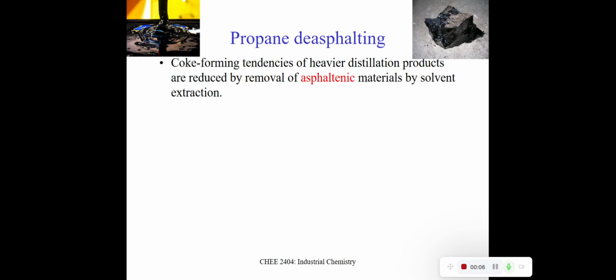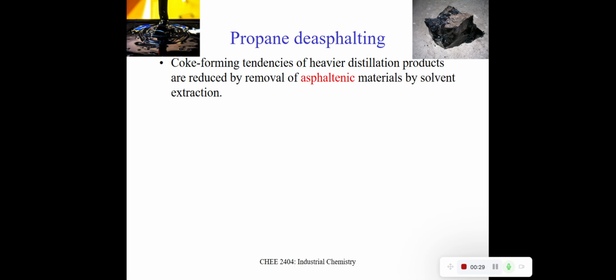Today we are going to discuss propane deasphalting. The purpose of this propane deasphalting is removing the asphaltic materials by solvent extraction. Basically, solvent extraction is to reduce the corrosion and to get the finished product by improving the product quality.